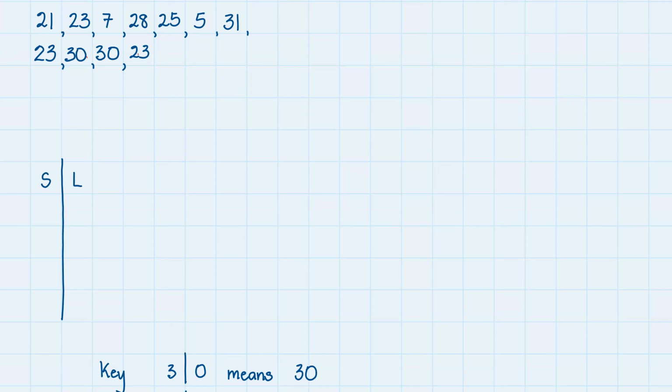The first thing we need to do is work out the smallest value and the largest value in this set, because then we'll need to write out our stem part of the graph. So the smallest value is this value here. That's our minimum.